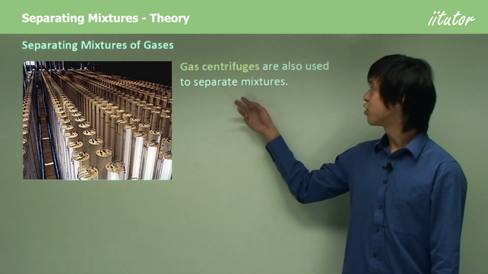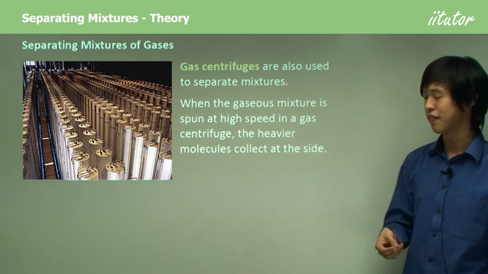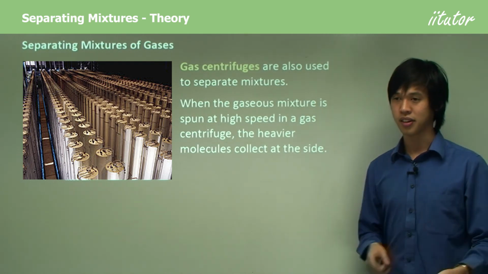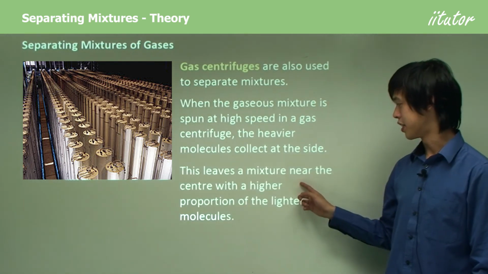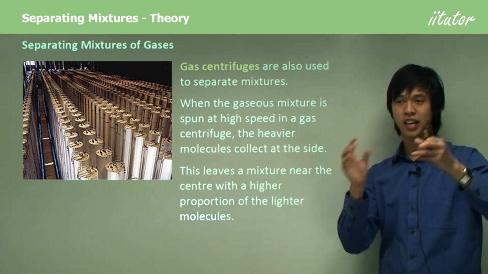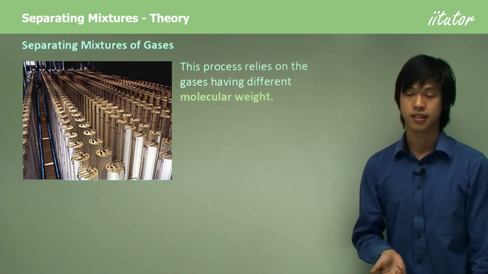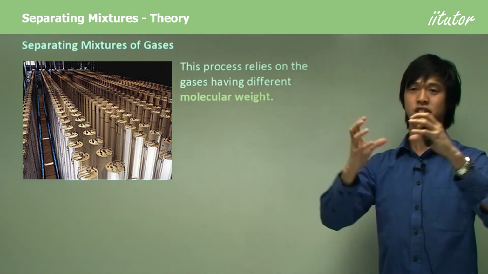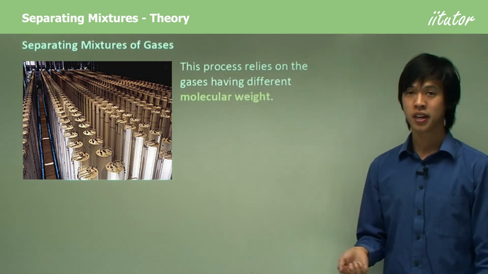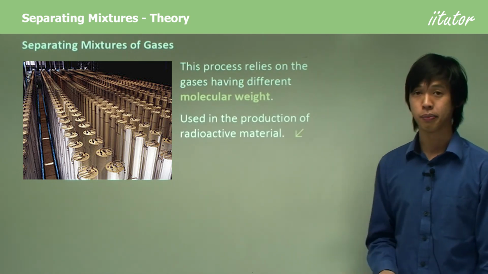Additionally, we can use gas centrifuges to separate mixtures. When the gaseous mixture is spun at high speeds in the centrifuge, the heavier molecules collect at the side. So bigger gas molecules will stick to the side, whereas the lighter ones will be in the middle. This leaves a mixture near the center with a higher proportion of the light molecules. So you'll have light molecules in the middle, heavy molecules on the outside. This process relies on the gases having different molecular weights. So the molecular mass of each molecule is the property that we're exploiting. And we use this in the production of some radioactive materials.